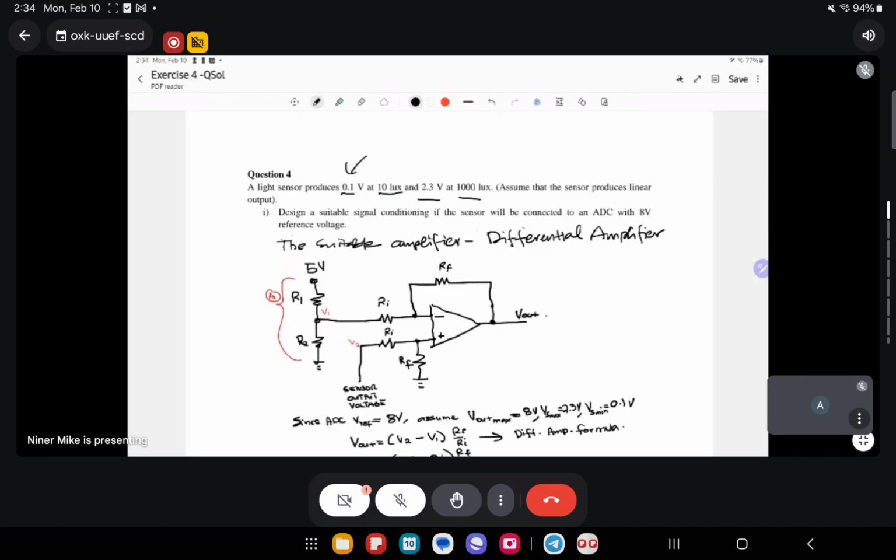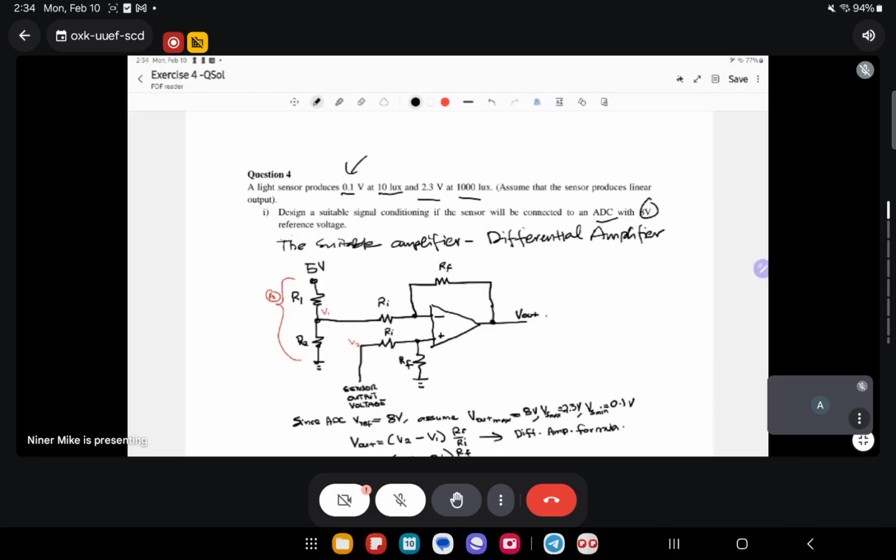But you see that this is not starting at 0, so straight away you know that the signal conditioning has to use a differential amplifier, right? The task is to design a suitable signal conditioning circuit if the sensor will be connected to the ADC with 8 volt reference voltage. So remember the ADC has 8 volt reference voltage.